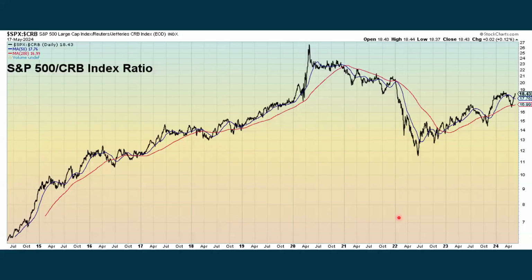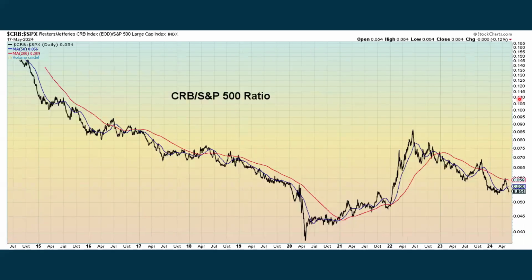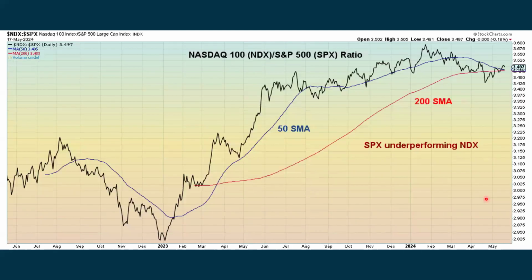We look at a ratio between stocks and commodities, where stocks are outperforming commodities with this ratio. Here's an inverse showing how commodities are underperforming stocks. The NASDAQ 100 versus the S&P 500, we're getting close to seeing a death cross here. Now, it's the NASDAQ 100. That's where the big Magnificent Seven stocks are and the big tech companies that everybody loves. But we're seeing it starting to underperform the S&P. That's not necessarily negative. That just means that the rest of the market is actually starting to show some improvement.